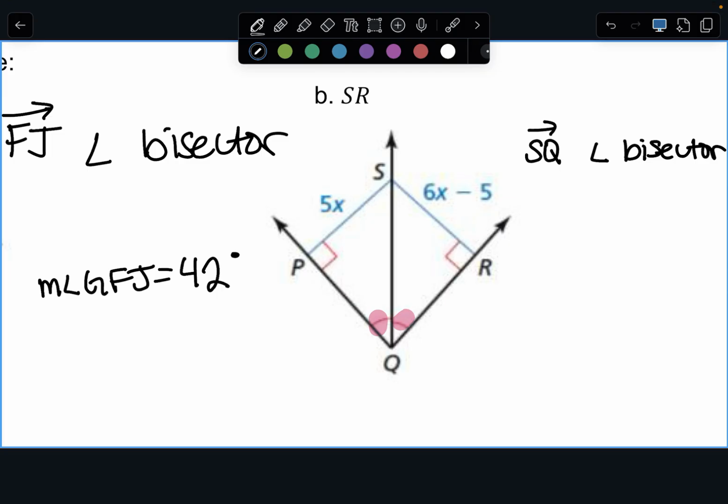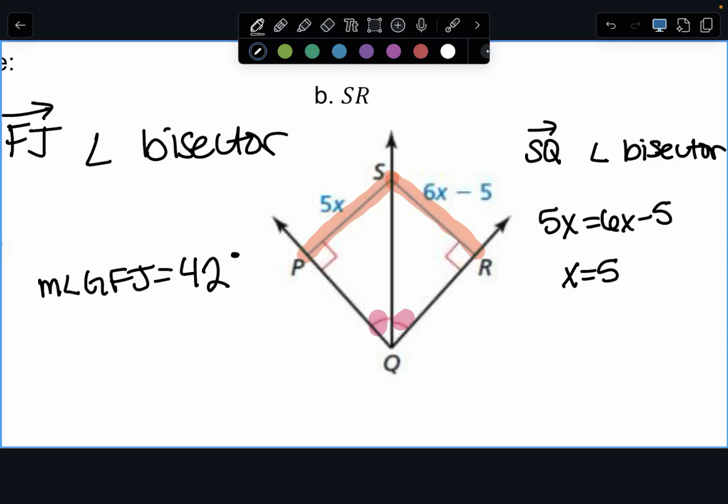Okay? If SQ is an angle bisector, what do I know about SP and SR? They're equal. You'll see this pattern all the time. For most things in this unit, you're just setting two things equal. Typically the things that go like this and like this point shape, okay? So we're going to set 5x equal to 6x minus 5. We could either subtract the 6x and then divide by -1, or subtract the 5x and add 5. Either way, you get x is 5.